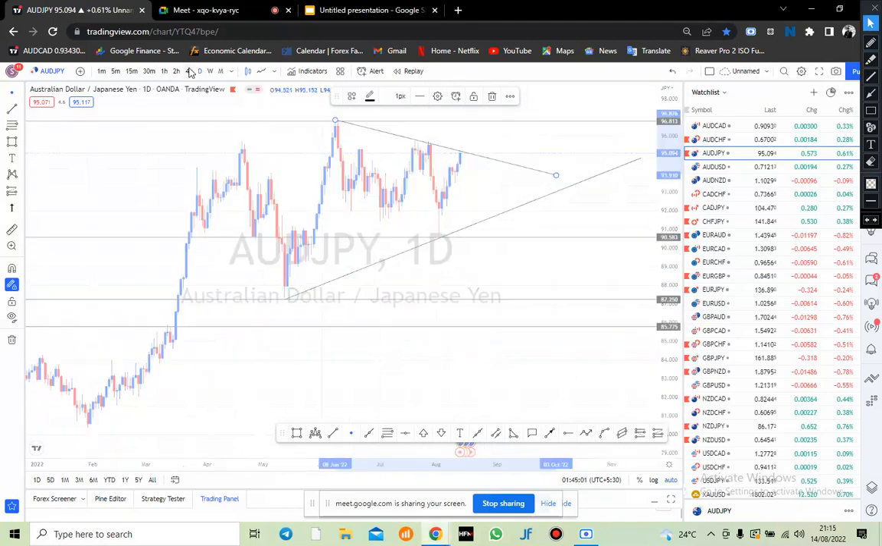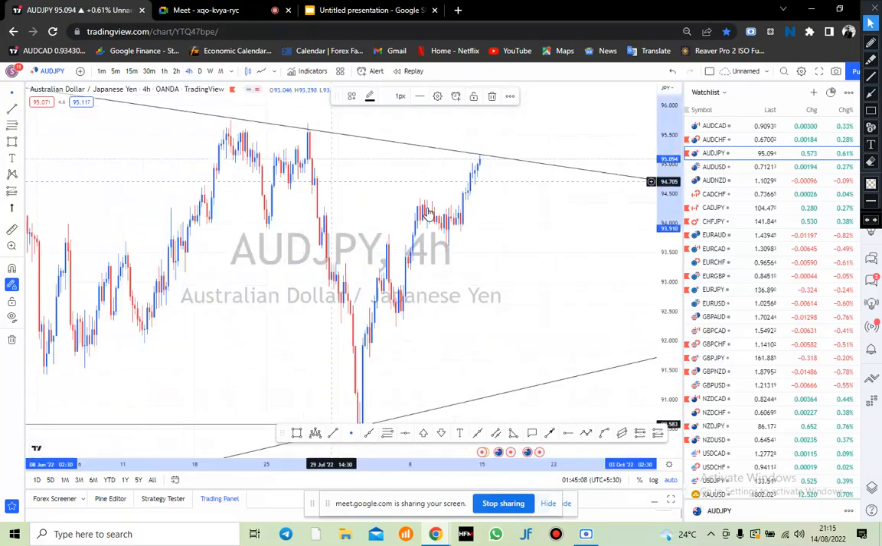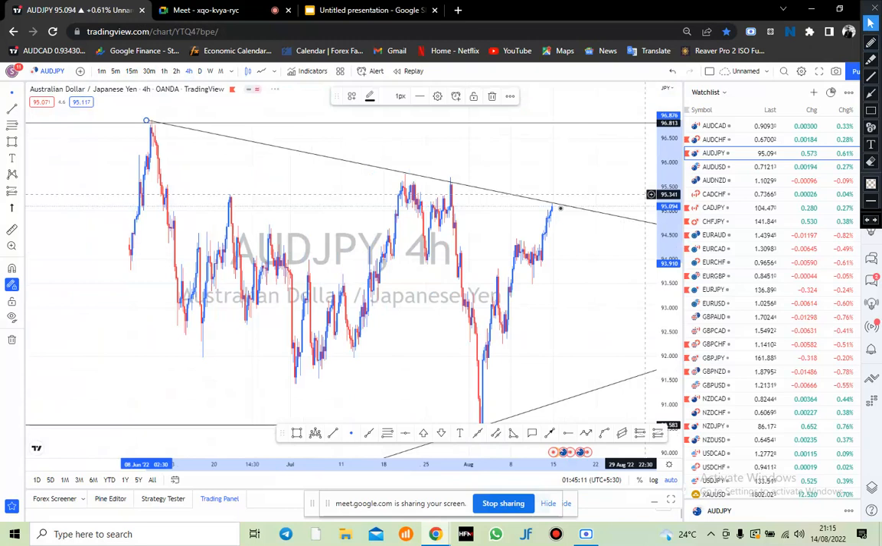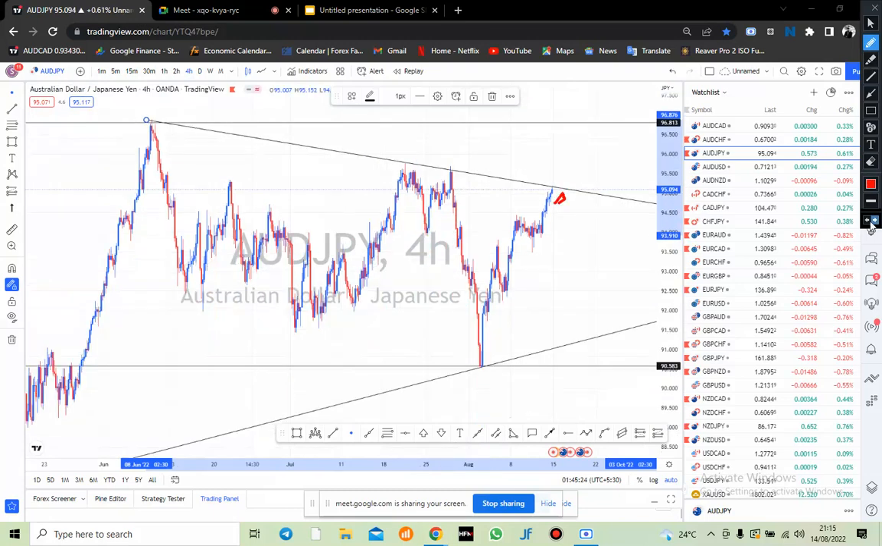Let me go back to 4 hours time frame. Okay, this is 4 hours time frame. On 4 hour time frame, you can see that the price already touched the downward trend line, which means if the price was able to break this resistance trend line, then I'll be expecting the price to continue to this level. But if the price didn't break the resistance, then it should drop and retest this trend line once again. So in the meantime, on 4 hours time frame, the price is now at the resistance.